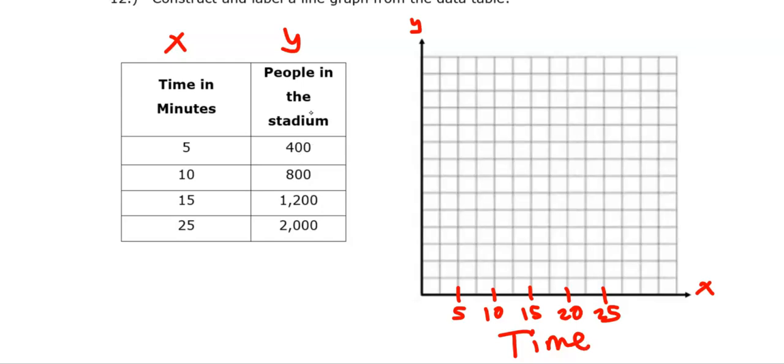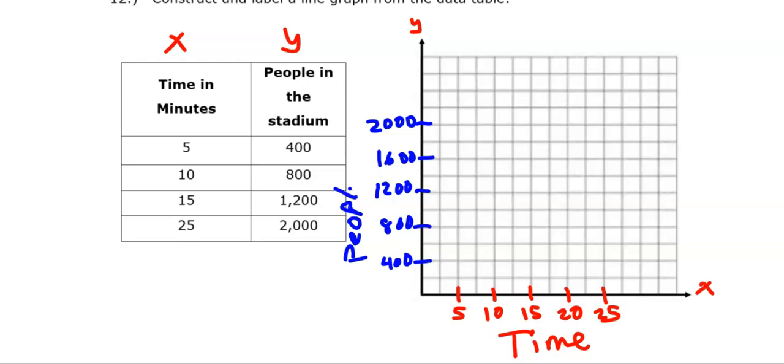And then I have the people in the stadium, and it seems like I might go by 400s. So maybe I'll do 400, another 2 boxes is 400, another 2 boxes is 400. But then the next one can't be 2,000, because remember, every 2 boxes is 400. Now I get to 2,000. And I have to label this side. I'll label it people in stadium.